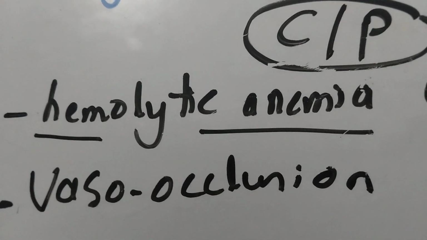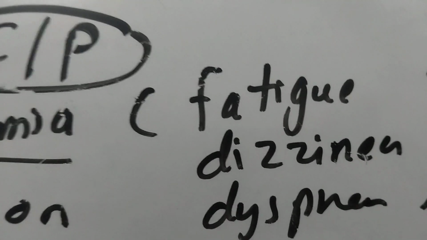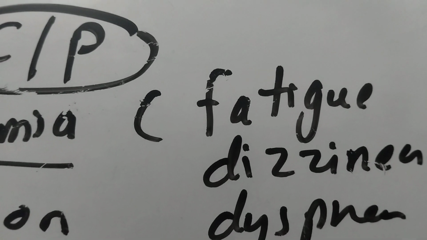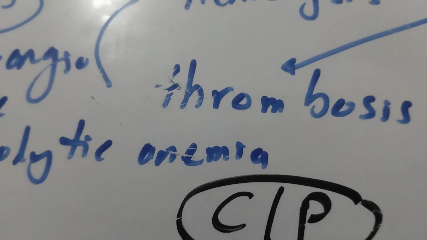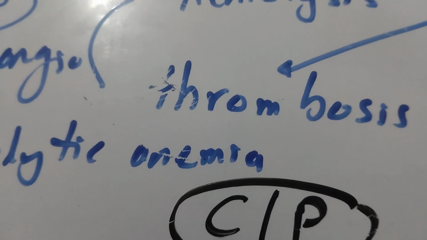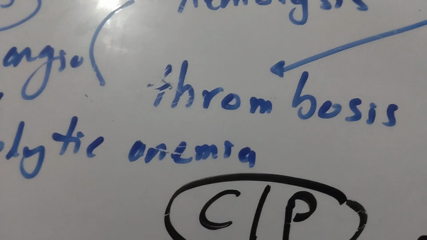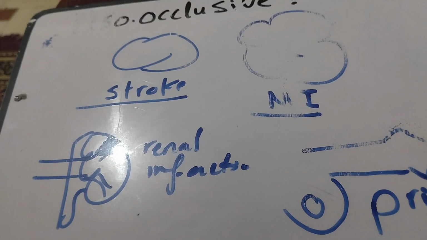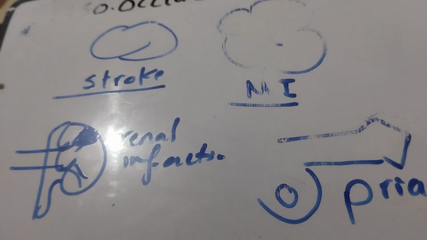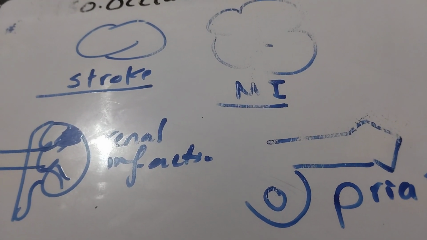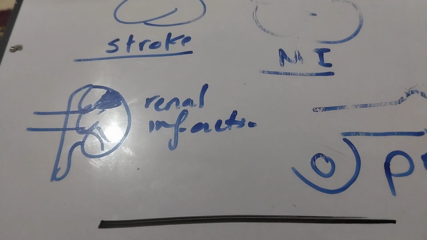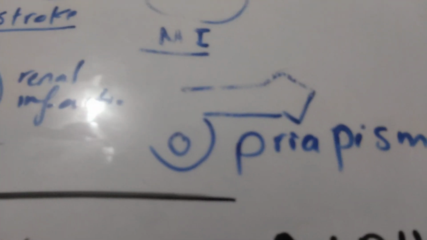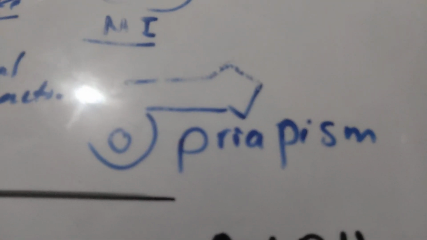What are the clinical manifestations? Number 1, manifestations of anemia, which are fatigue, dizziness, shortness of breath, intermittent claudication. Number 2 is vaso-occlusive syndromes, when these microthrombi become engorged into the capillaries of certain organs, they lead to vaso-occlusive syndromes. So what are the vaso-occlusive syndromes? Occlusion of the cerebral vessels leads to cerebral stroke. Of the coronary circulation leads to myocardial infarction. Of the renal vessels leads to renal infarction. And of the venous circulation leads to priapism.